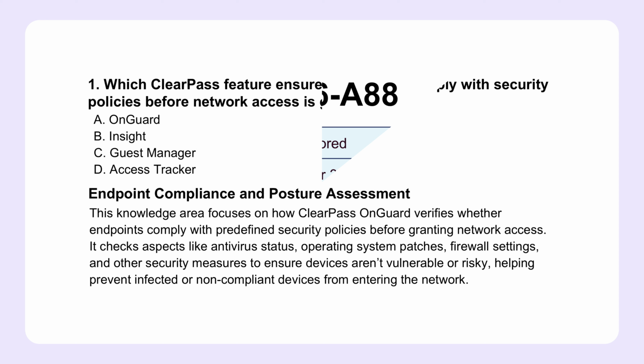What's first? All right, first question we pulled out asks, which ClearPass feature ensures endpoints comply with security policies before they get network access? Options were OnGuard, Insight, Guest Manager, Access Tracker. And the answer there is OnGuard. Correct, OnGuard. And the source explains it checks the device's security posture. Things like, is the antivirus running? Are the OS updates done? Basically, is the device safe to let on?